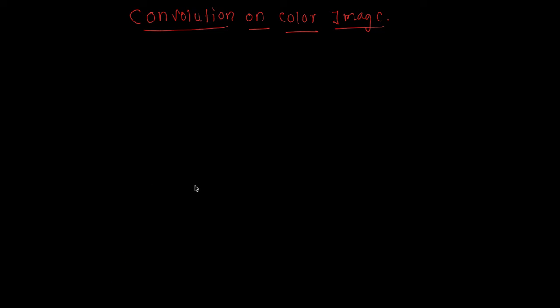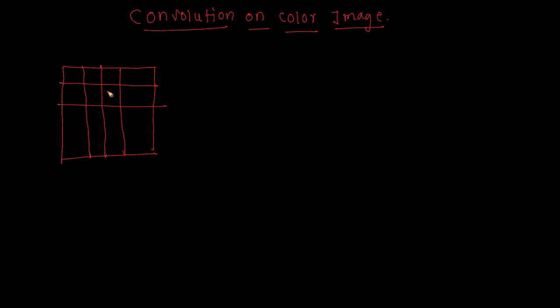So, convolution on color image. We have seen how to perform convolution operation on a grayscale image. A grayscale image can be represented by using this matrix, where each cell in the matrix is a pixel value of the grayscale image. And these pixel values can be numbers like this, right? So each pixel can be represented by using only one value, right?